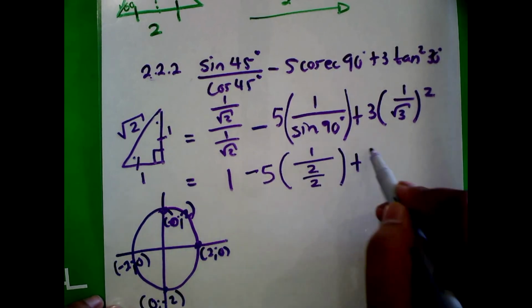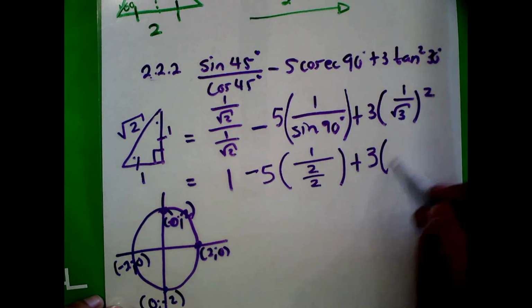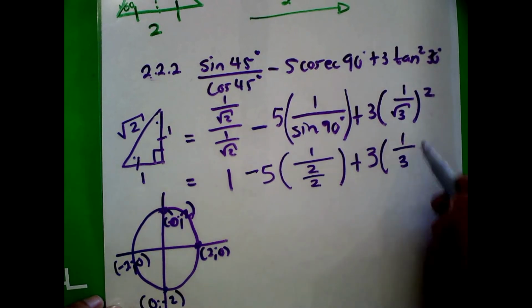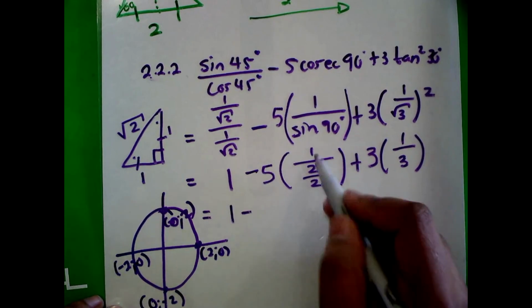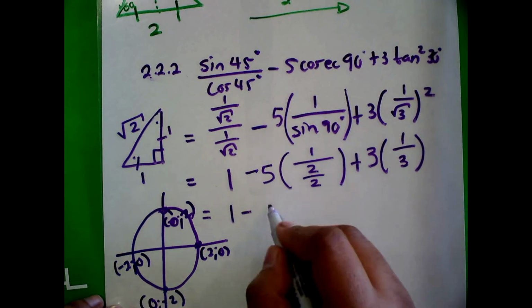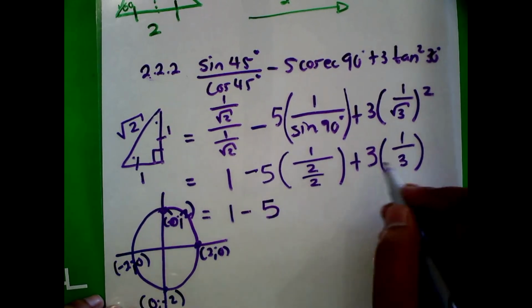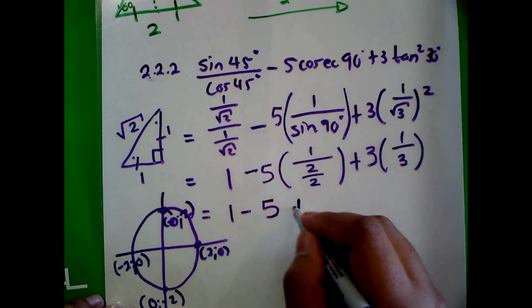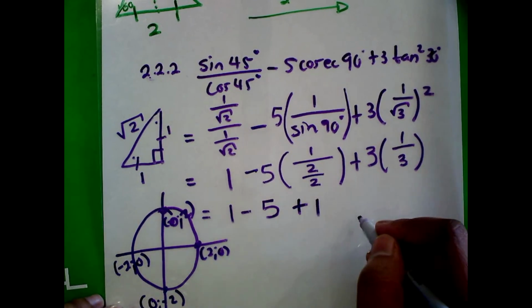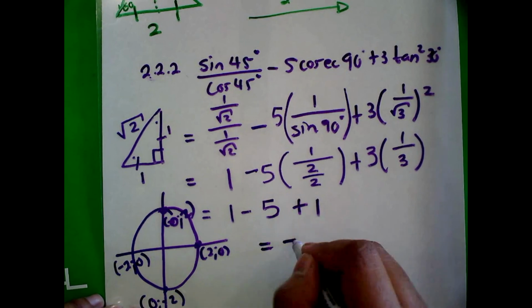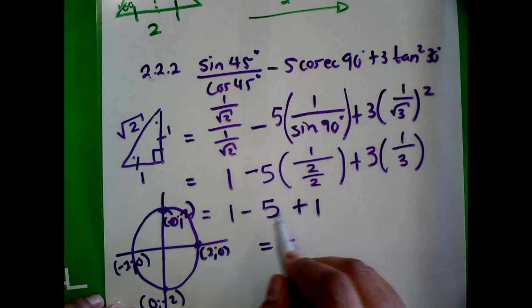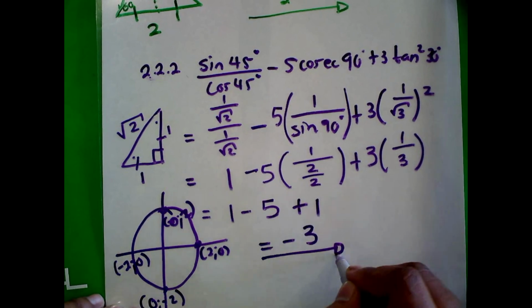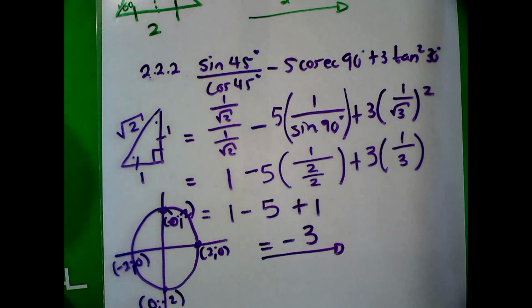Plus 3. Now what happens when you square this? 1 squared, and this becomes 3. Now we can simplify further. 1 minus this becomes 1 over 1. 1 over 1 times 5 is just 5. These two things get cancelled out, so I'm left with plus 1. And then my final answer is equal to negative 5 plus 1, which is 2 minus 5 is minus 3. Right, now to check your answer, you need to go type that in your calculator. If you type it in your calculator, you would have gotten the exact same thing.